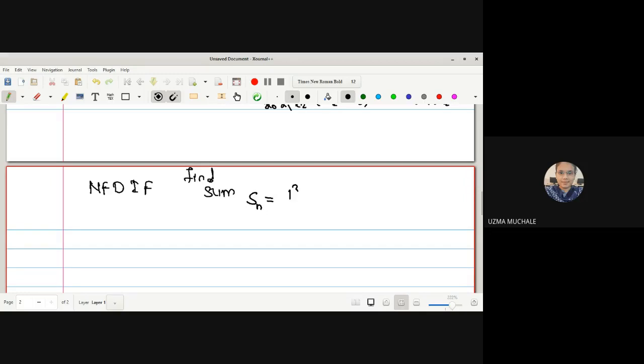Find the sum Sn is equal to 1 cube plus 2 cube plus 3 cube plus so on n cube. I think everyone knows the formula. What is the answer for this one?